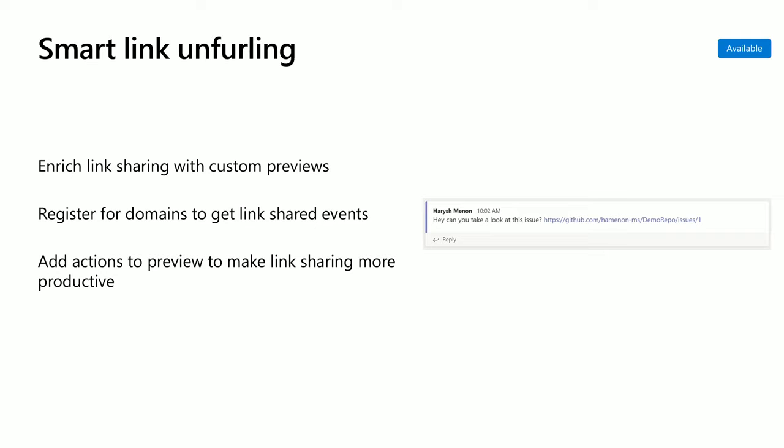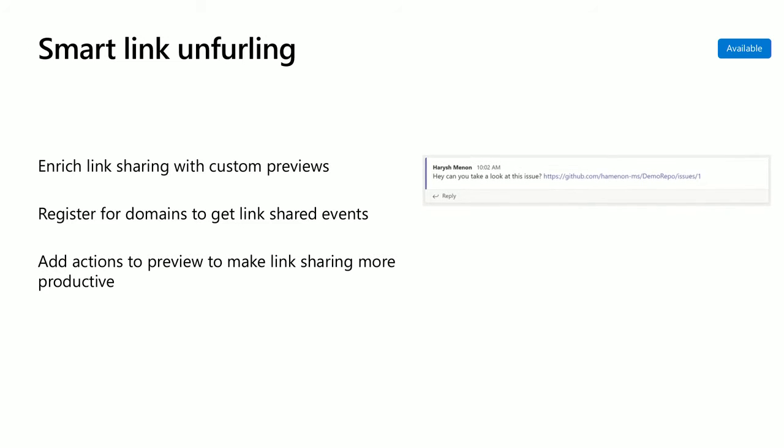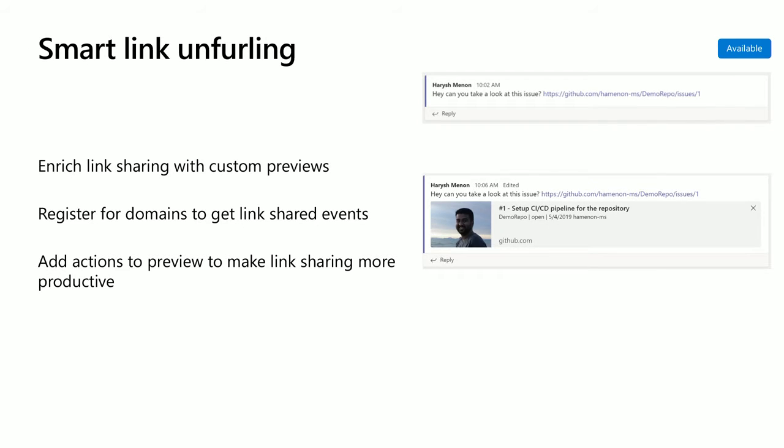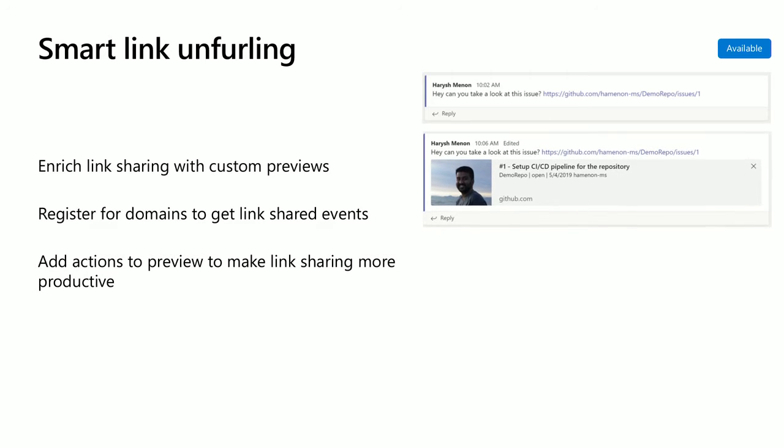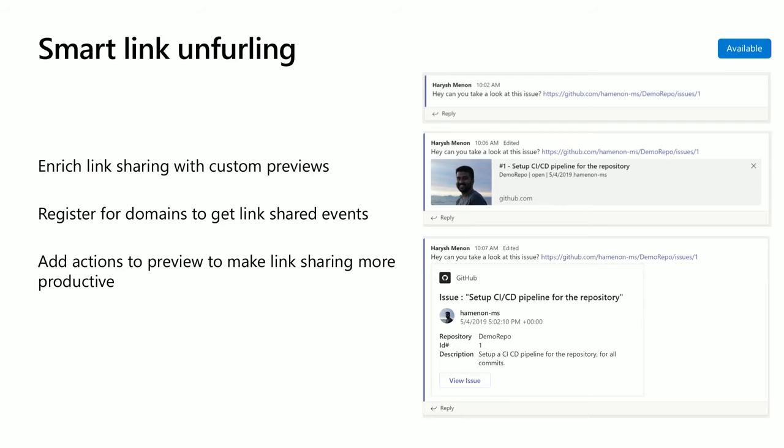And the idea is to enrich the sharing of links between people with custom previews, and also allow them to take actions on things. So here, Harish has pasted a URL, and what you would normally get is something like this. That's the default experience. And by the way, that only works because GitHub is publicly available, but you'll have an option in the UI to switch it over to a richer card.